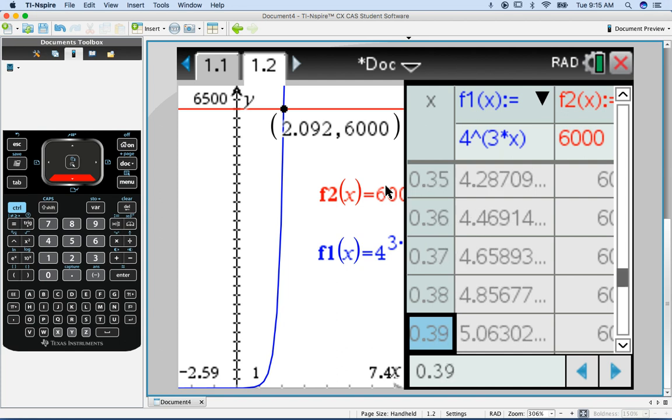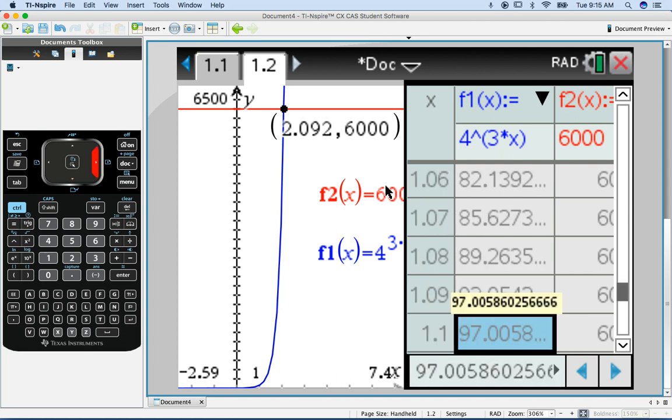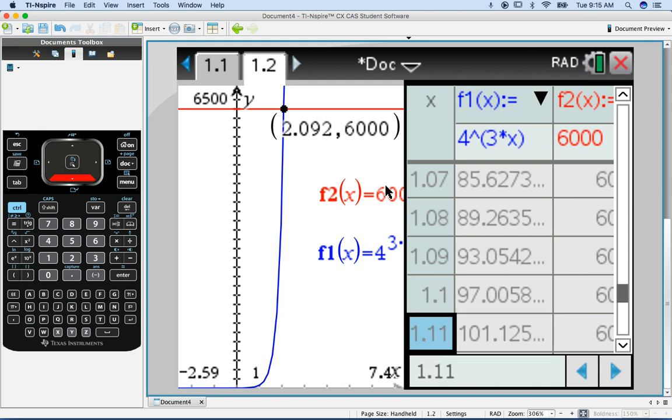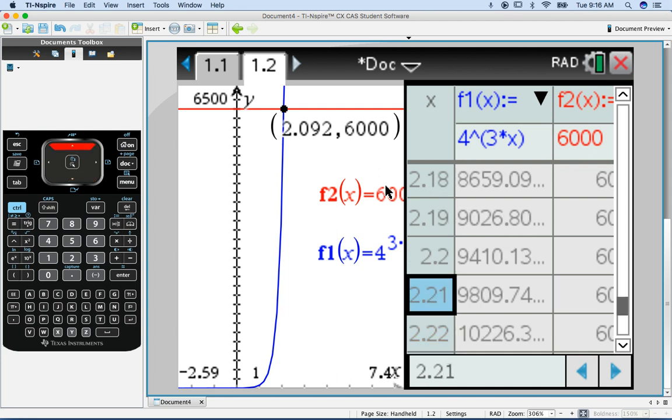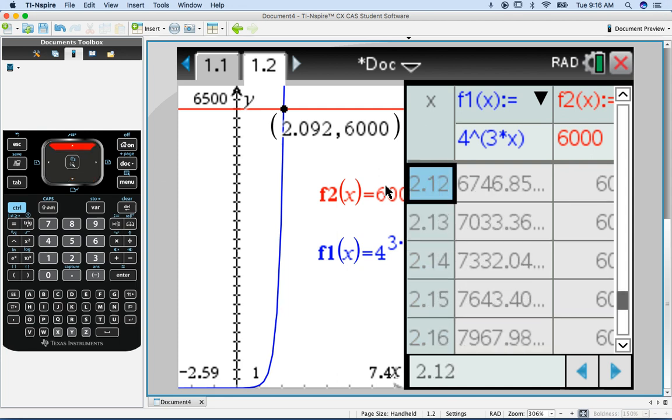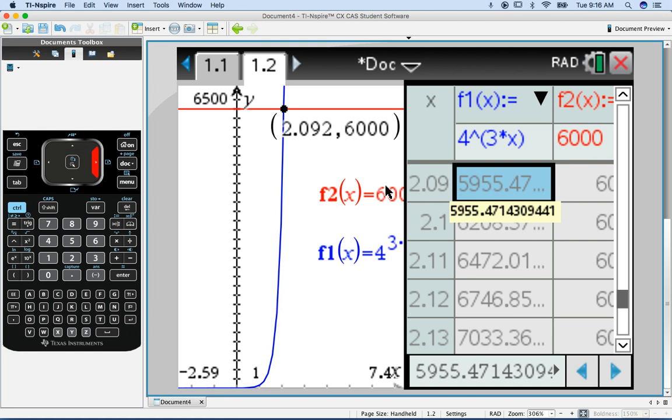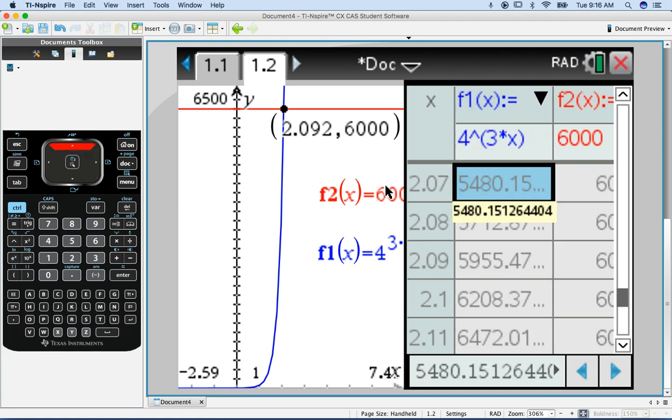So over here, you see that these are changing by 0.01 every single time. And if we were to scroll all the way down to the answer, you see this 6,000, and so on and so forth. These are getting closer and closer as we get closer and closer to the actual answer of 2.09. Okay, so 2.092 is the answer. And you see right here, 2.09, how close we get. Okay, so I went a little bit too much.